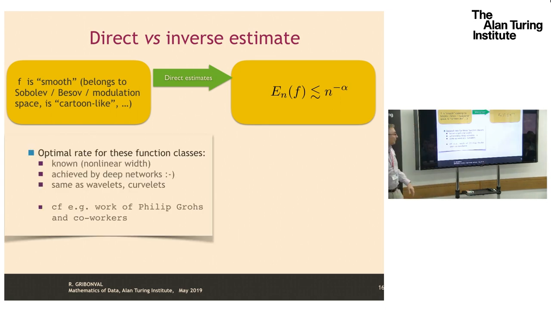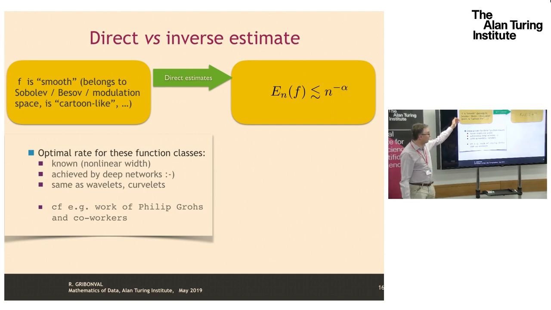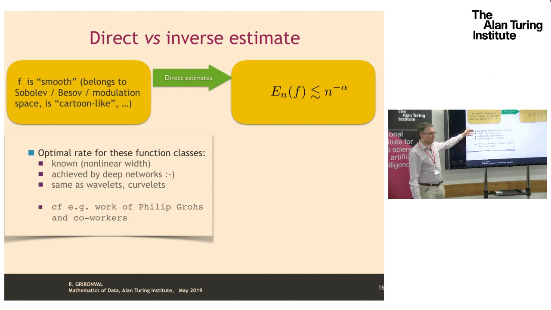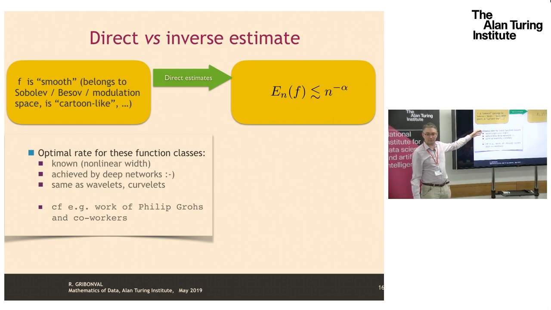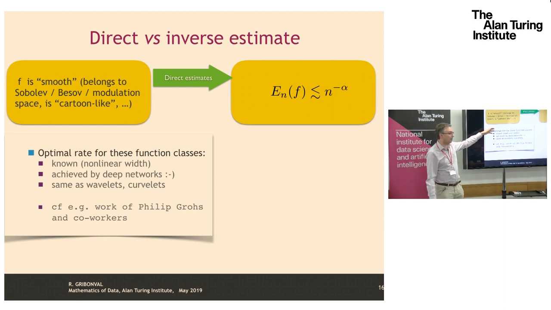This has been achieved for a number of classes. Actually, for many classes, the optimal rate is known. This rate is known thanks to notions of width and nonlinear width.